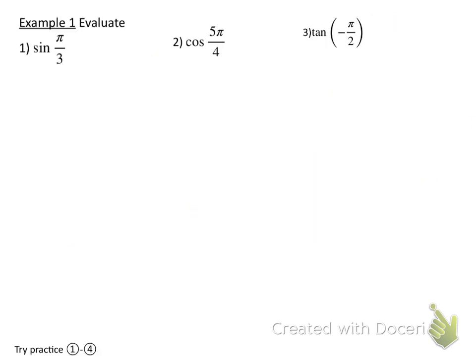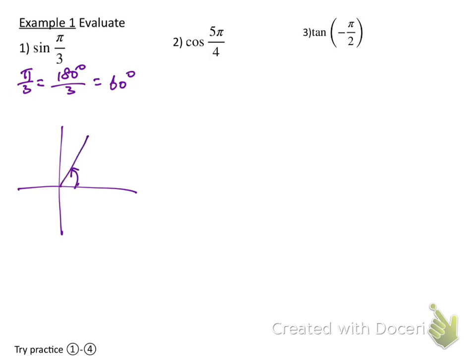Now let's see some examples. Well, we are evaluating these trig ratios. First, I'll convert the angle into degree measure, so I'm more comfortable with it. Pi is 180 degrees. So divided by 3, I'm having 60 degrees. I don't really have to do the coordinate plane, but I want to be consistent. I'll do it anyway. So I rotate 60 degrees.